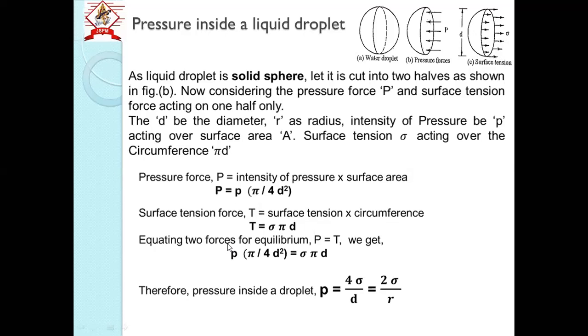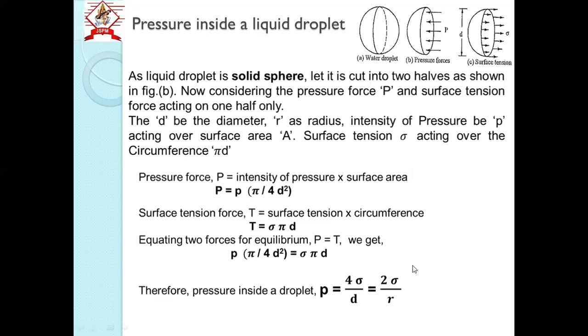Now to be in equilibrium, we have to equate both forces, pressure force P and surface tension force T, right? So what we get, left hand side is p pi by 4 d square is equal to sigma pi d. So some terms will get cancelled, pi gets cancelled and d gets cancelled. So now what is remaining? Therefore, the pressure inside a droplet, this is a liquid droplet. So what will be the pressure? Pressure is 4 sigma upon d.